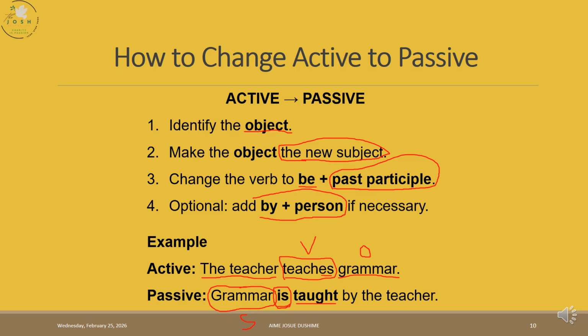Then the fourth step, we add by plus the person if necessary. If it is necessary, we can add by plus the person, or you cannot. Then here I say by the teacher. Simply like that, by the teacher. You see how it is very easy.